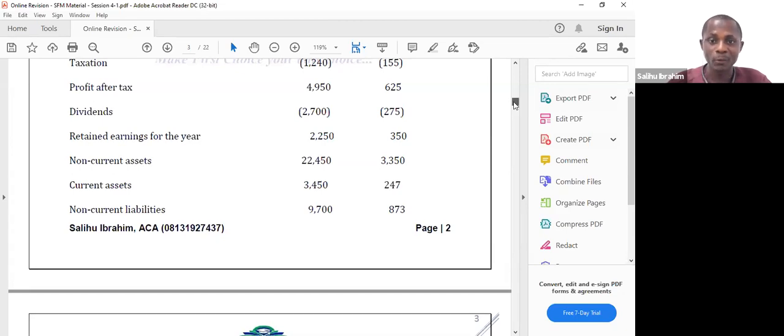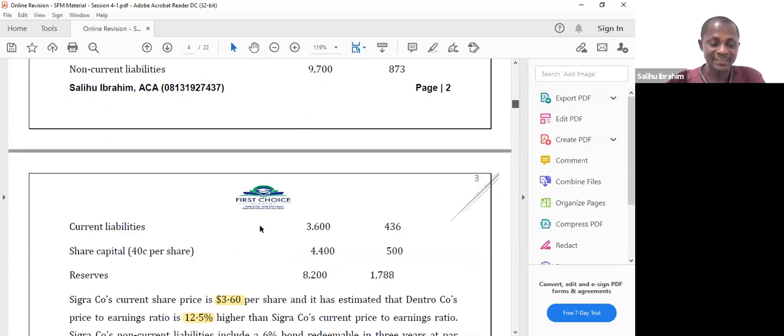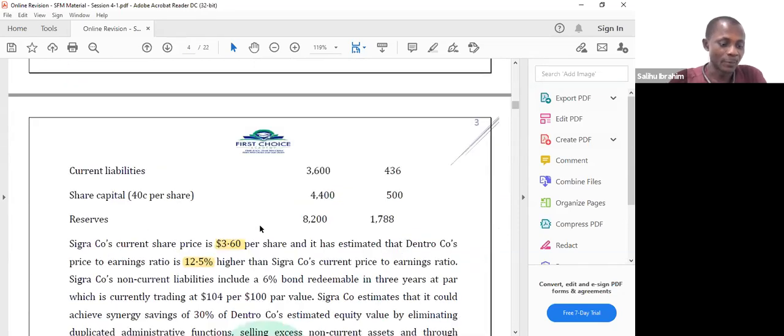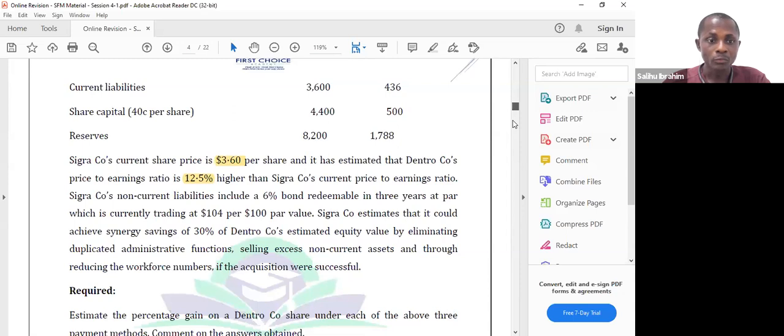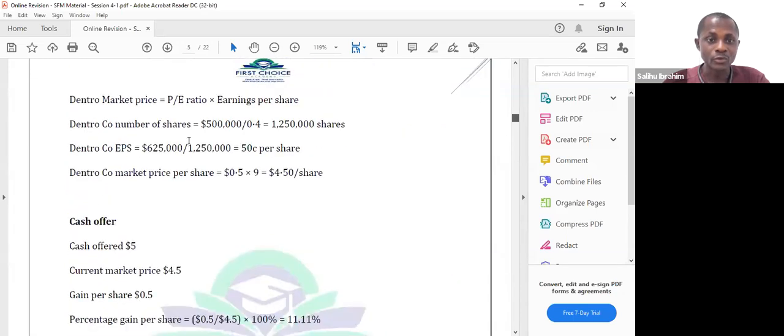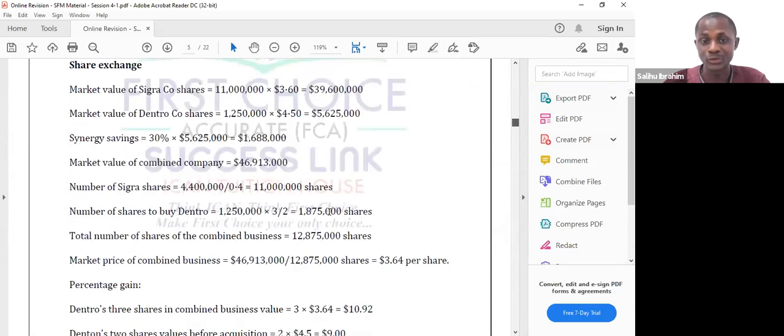So divide the current market price, which is 3.6, by 0.45, and you get 8. So the price earnings ratio is 8. Whether you use the per unit or you use the total, you should get the same figure. So it's your choice whether you choose to use the total or the per unit.